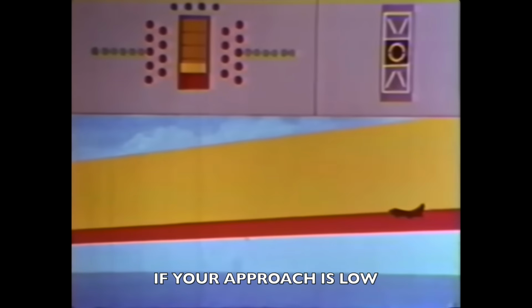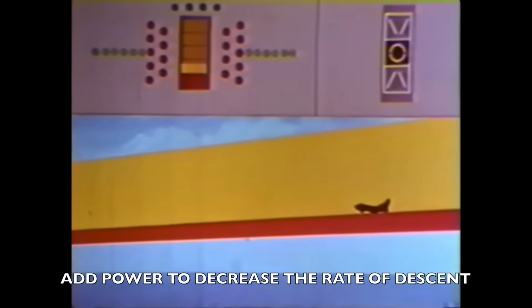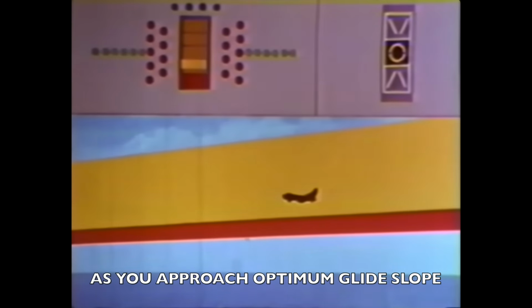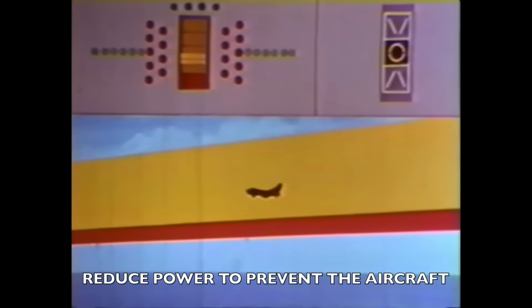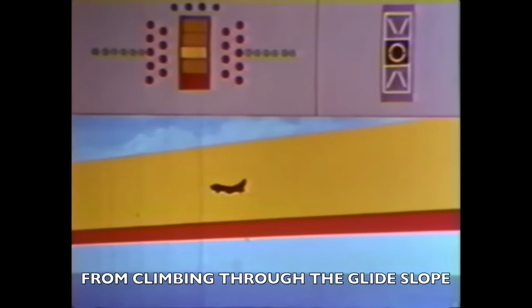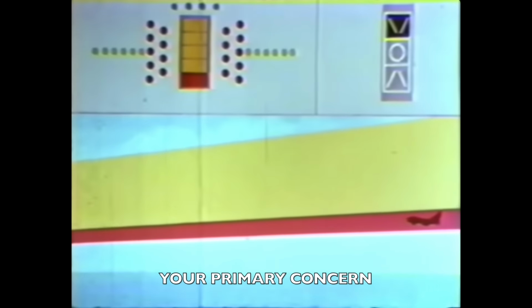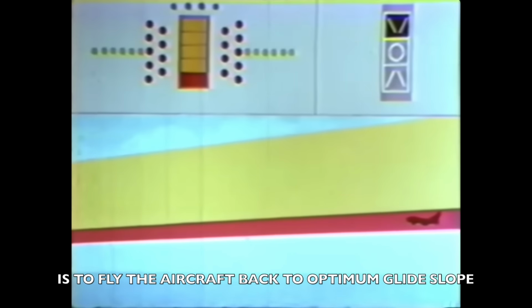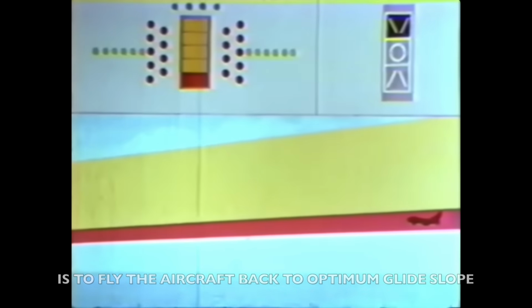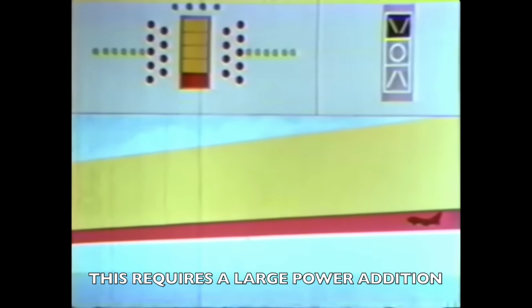If your approach is low, add power to decrease the rate of descent. As you approach optimum glide slope, reduce power to prevent the aircraft from climbing through the glide slope. Then follow through with an intermediate power correction to maintain the centered ball. In a low and slow condition, your primary concern is to fly the aircraft back to optimum glide slope. This requires a large power addition.